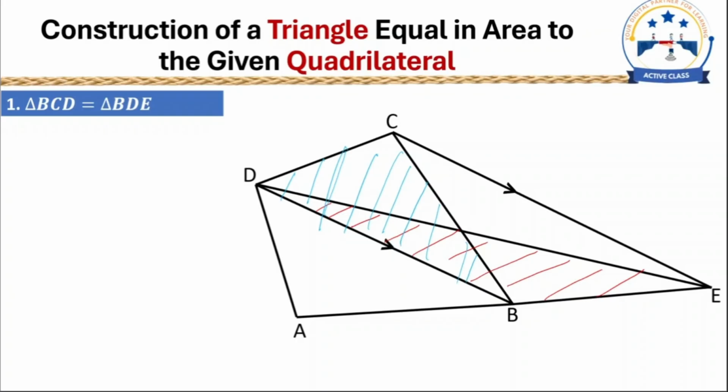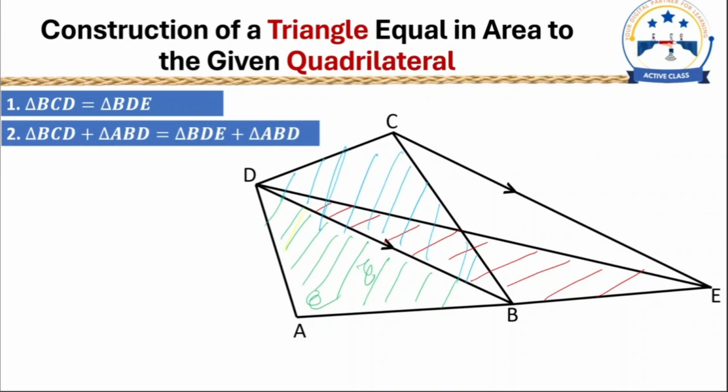So I can write that triangle BCD, which is the blue shaded triangle, is equal to triangle BDE, which is the red shaded one. If both the triangles are equal, can I add triangle ABD, which is green shaded, on both the triangles? Of course, yes, because that is the same part for both the triangles, right? So equal quantity can be added on the equal triangle. So I'll add them. See, I added ABD on both the triangles.